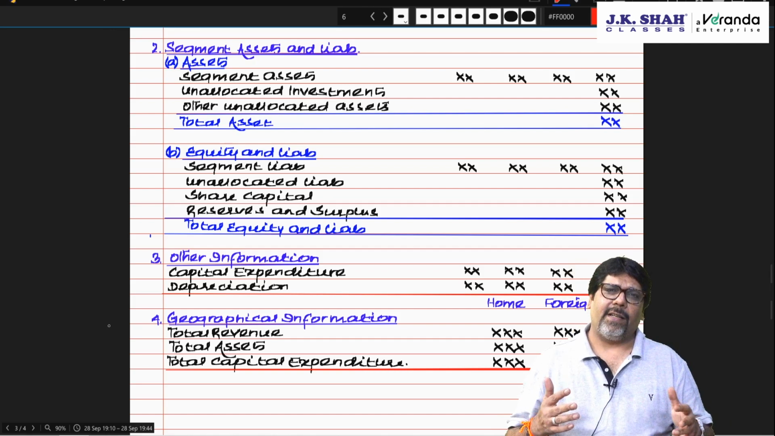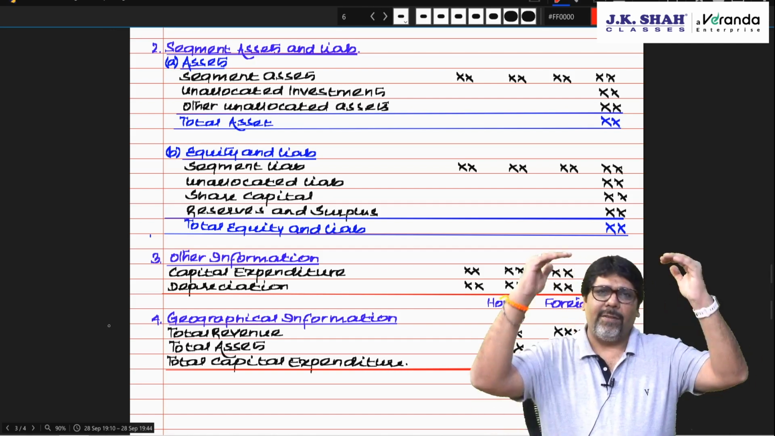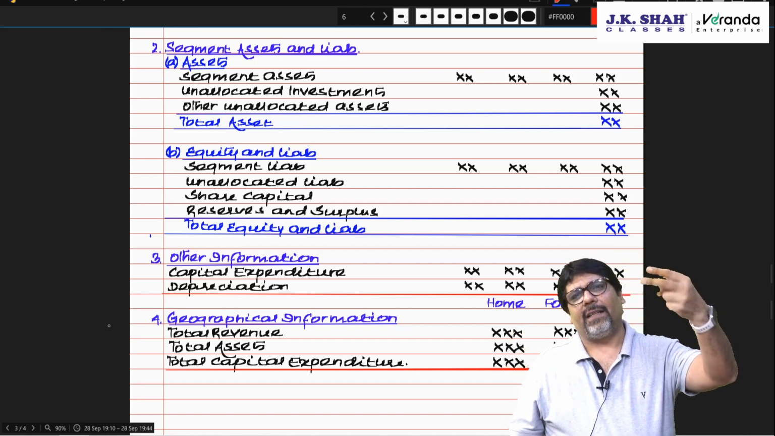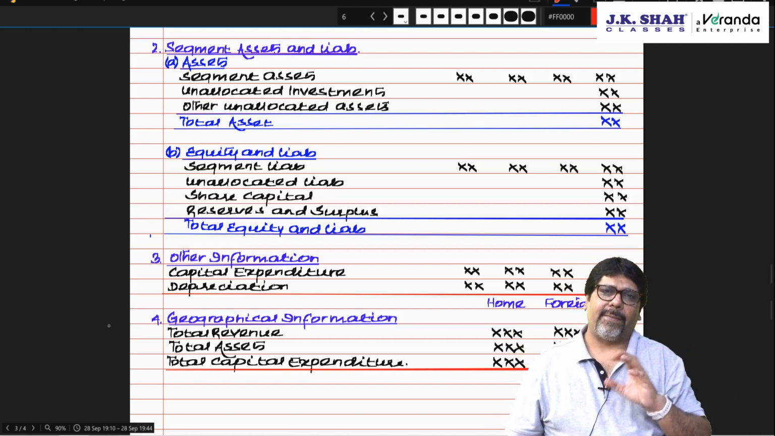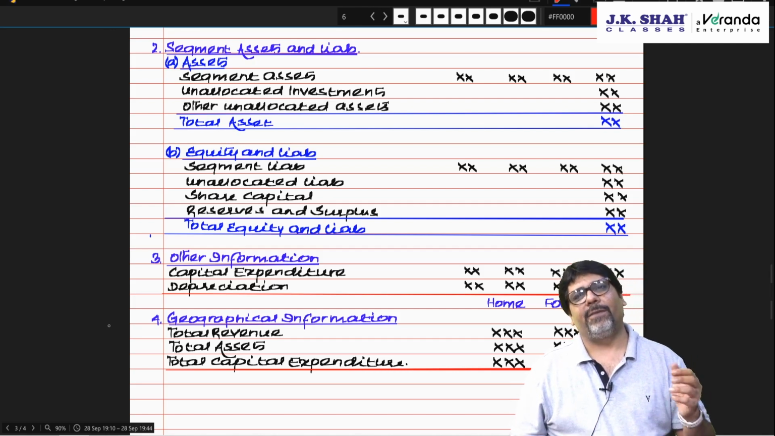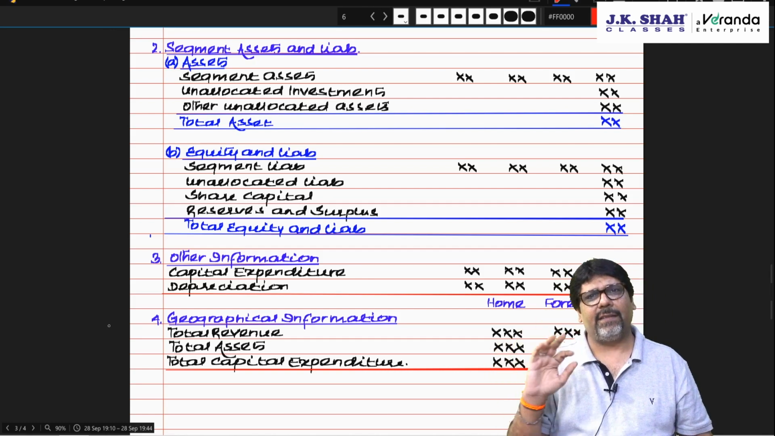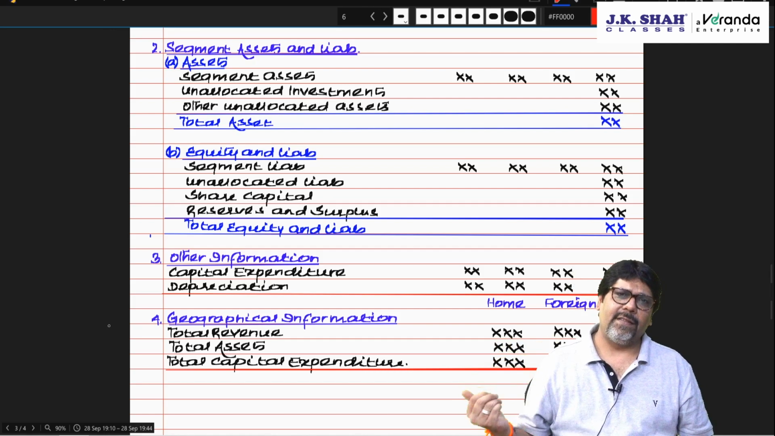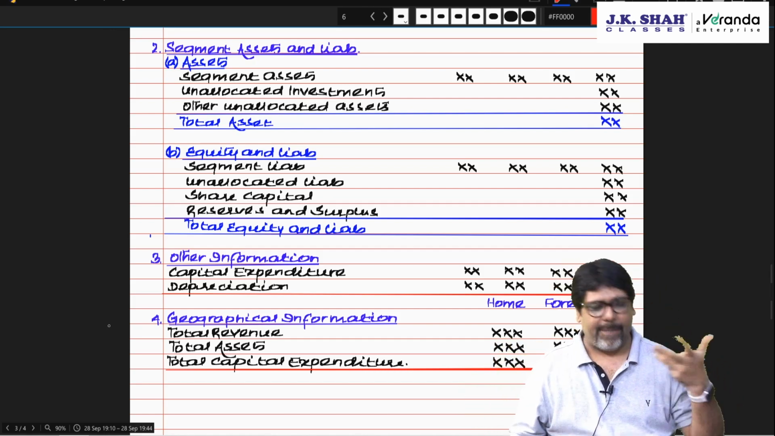Those segments which are not a part of reportable segments are clubbed together as other operating segments. Then you are supposed to prepare a segment report. Correct? Segment revenue, add other income, total revenue minus segment expenses, segment profit, unallocated expense subtract, unallocated income add, that will give you profit before tax, less tax expense gives you profit after tax. Then segment assets, unallocated assets, unallocated investments, segment liabilities, unallocated liabilities, reserves and surplus, share capital. Correct? Other information we are supposed to disclose: depreciation and capital expenditure.